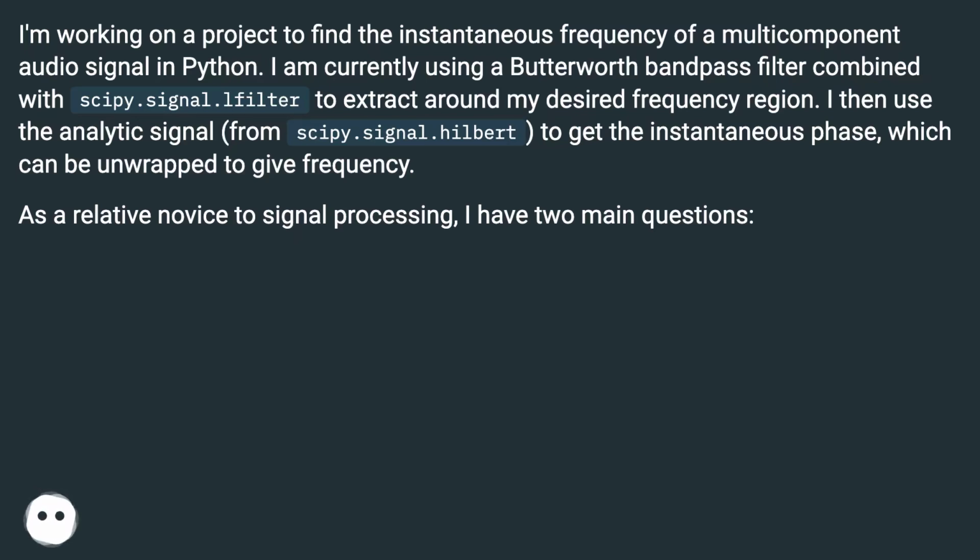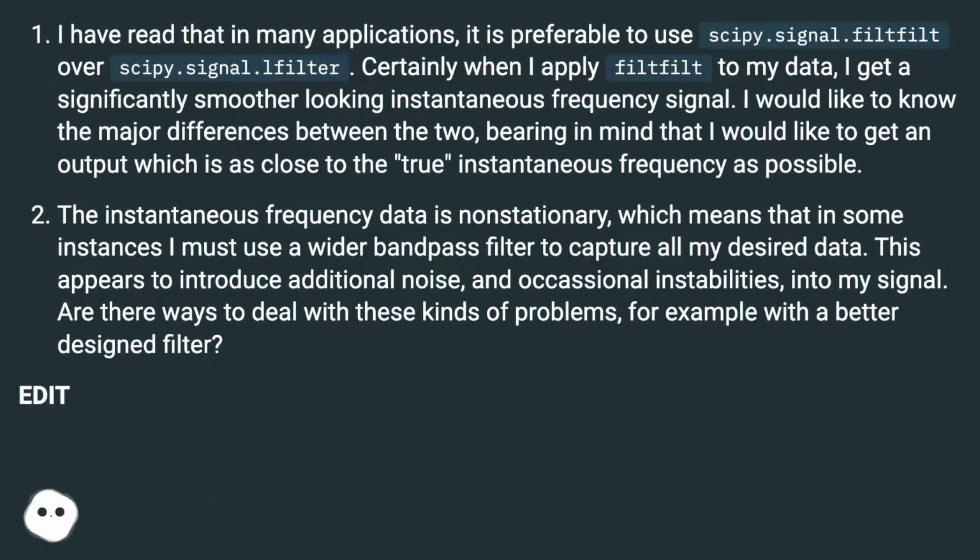As a relative novice to signal processing, I have two main questions. I have read that in many applications, it is preferable to use scipy.signal.filtfilt over scipy.signal.lfilter. Certainly when I apply filtfilt to my data, I get a significantly smoother looking instantaneous frequency signal. I would like to know the major differences between the two, bearing in mind that I would like to get an output which is as close to the true instantaneous frequency as possible.